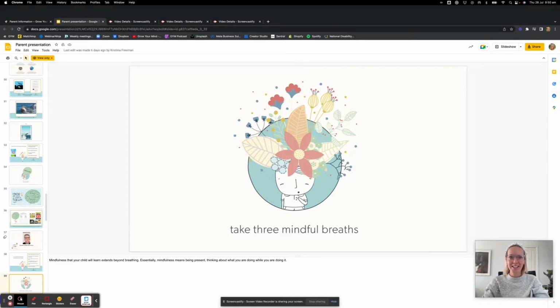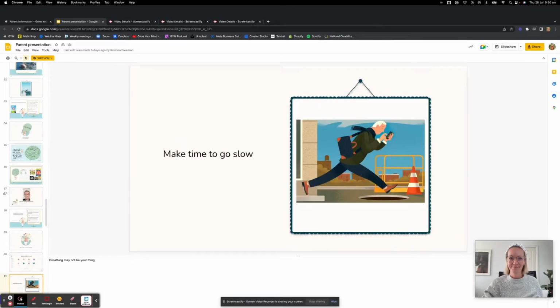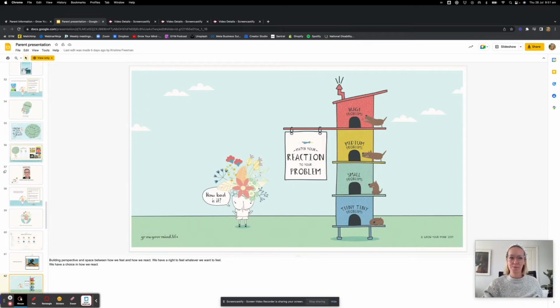The next strategy, into the world of mindfulness, another key strategy in protecting and strengthening our mental health and well-being. And at Grow Your Mind, you could explain to the parents that we're going to teach their students a whole range of breathing styles. Again, what worked for one student may not work for another, so we need to build that toolbox. You could even demonstrate one of the breathing styles here and get the parents to do it.